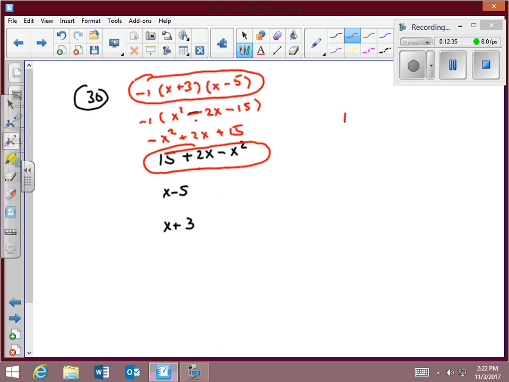So when I build my least common multiple, it must have a minus 1, right? It must have an x plus 3, and it must have an x minus 5. Now, I look at this one, it says it has to have an x minus 5, it already does. I look at this one, it says it has to have an x plus 3, it already does. That's my least common multiple. That's what you have to do.